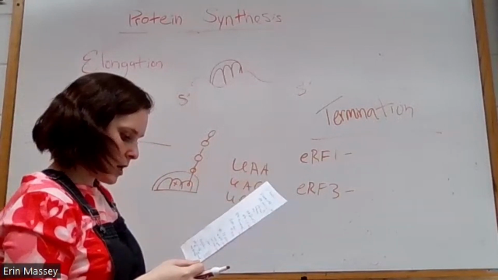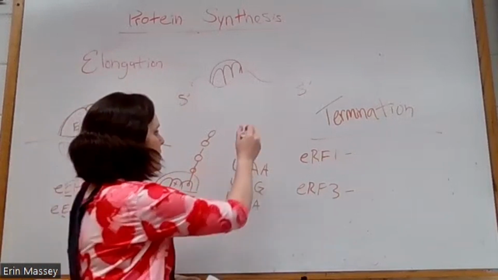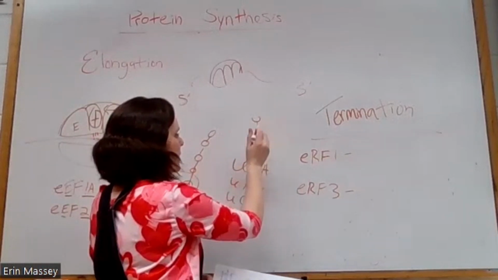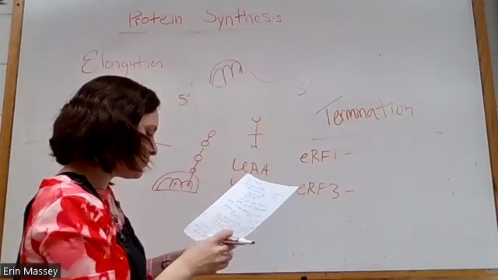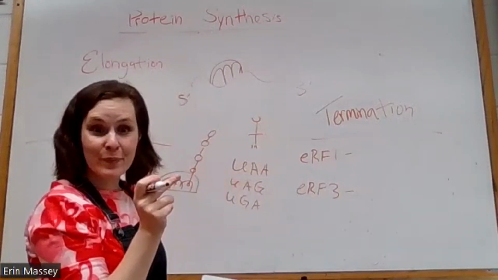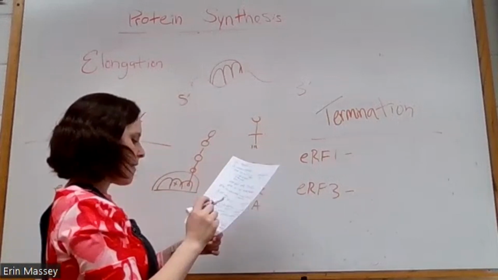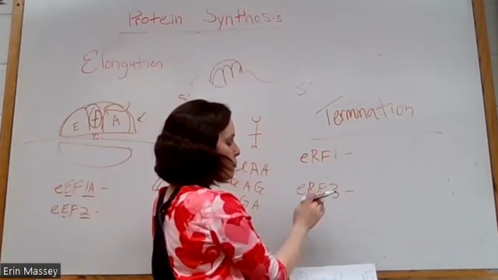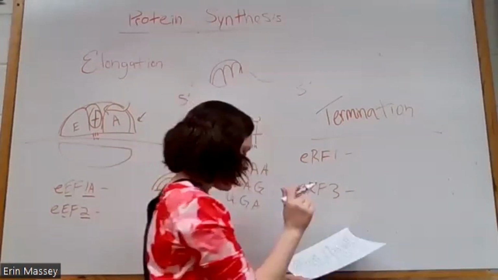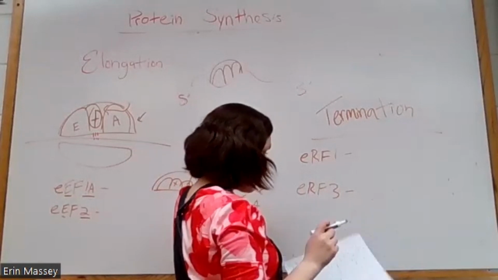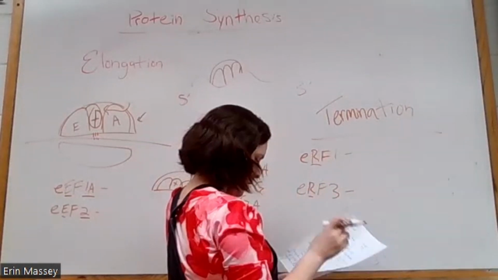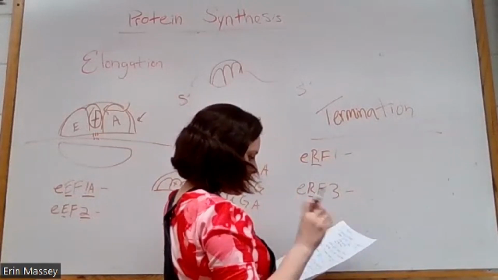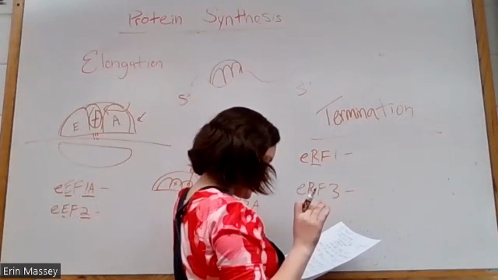Once it senses that codon, which is going to be a tRNA without any charged amino acids, but an anticodon for your stop codon, you have 2 more helpers that come into play. You have ERF1 and ERF3. There's no 2 because that would make sense. So you have ERF1, and the R here stands for release factor. So initiation factors, elongation, and release factors.